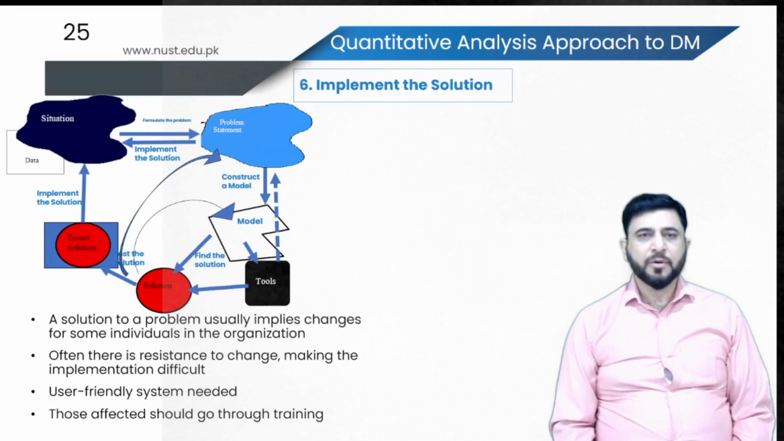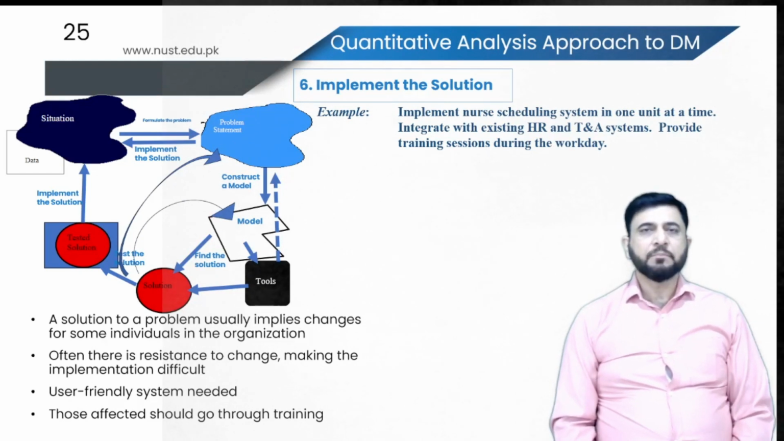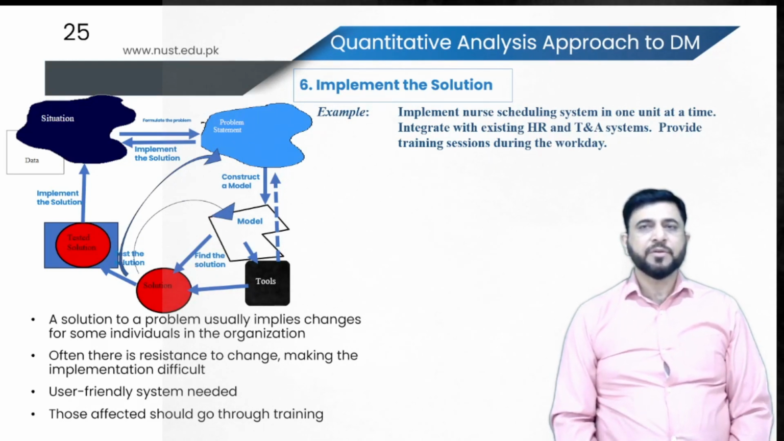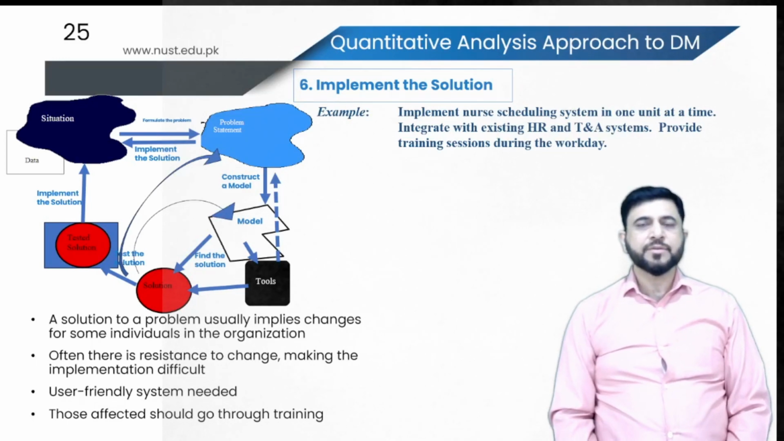A solution to the problem usually implies changes for some individuals in the organization. Often there is resistance to change, making the implementation difficult. A user-friendly system is needed, and those affected should go through training. An example: implement the nurse scheduling system in one unit at a time, integrate with the existing human resource and T&A system, and provide training sessions during the work days.